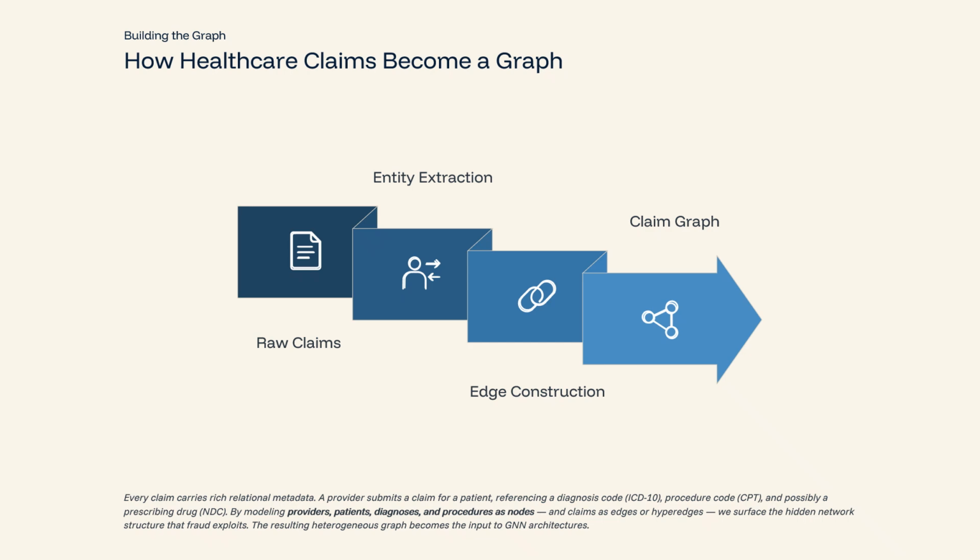The pipeline here shows raw claims to entity extraction, to edge extraction, to a heterogeneous claim graph. It sounds mechanical, but every decision in that pipeline is a hypothesis about where fraud hides. Get it wrong, and even the best architecture can't recover.